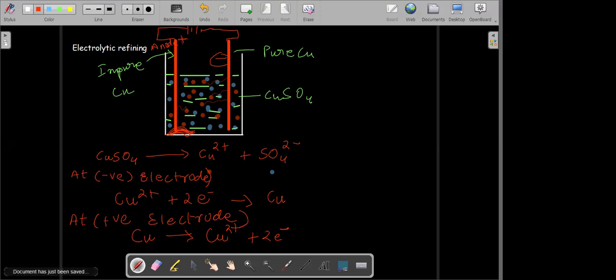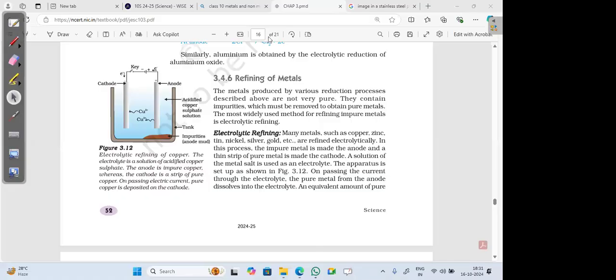Okay, so let's see through some video how the copper ions are moving. I'll try to see.